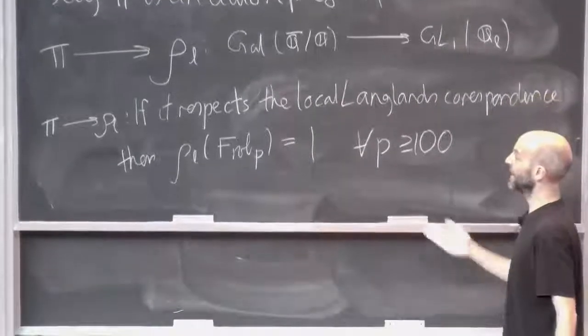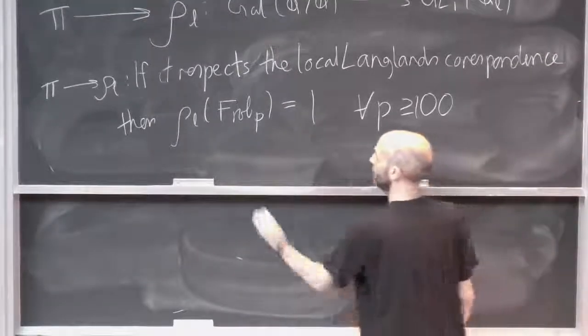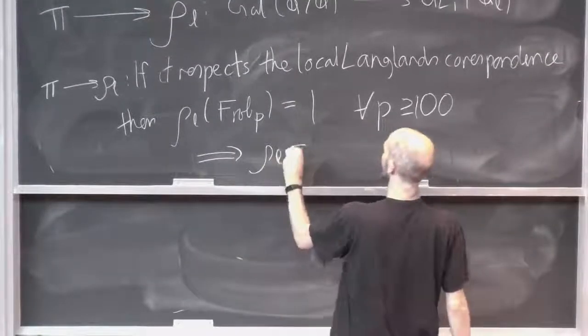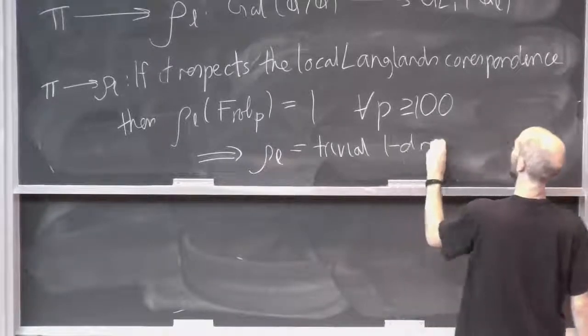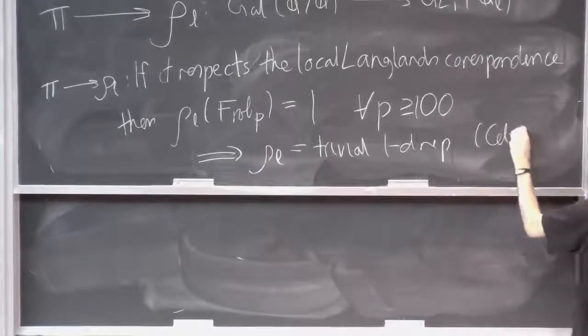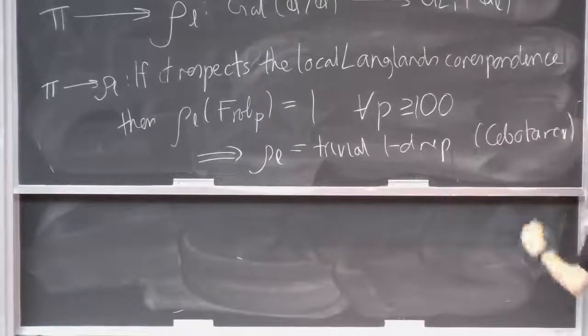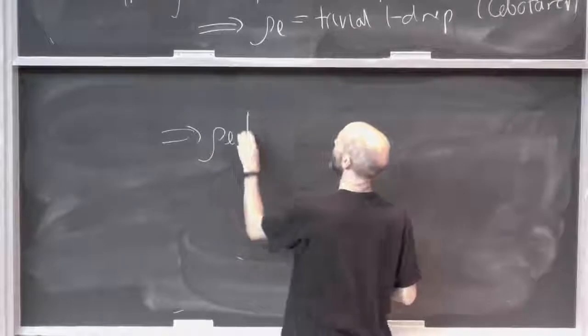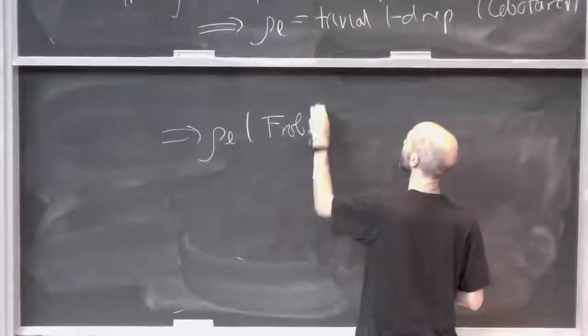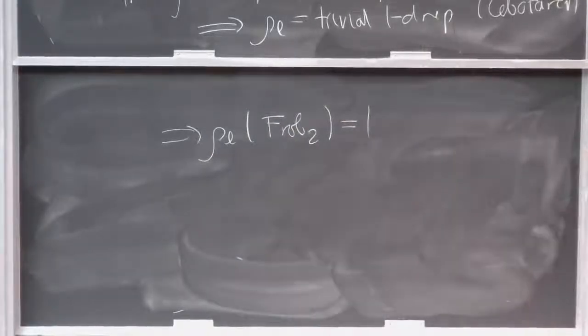Right? But these are dense in this Galois group, so that implies that rho_L is the identity, the trivial one-dimensional representation, by Chebotarev. But this is really bad, right? That implies that rho_L of Frob 2 is 1. But I wanted it to be 7. That was the whole point. I was making them all 7.